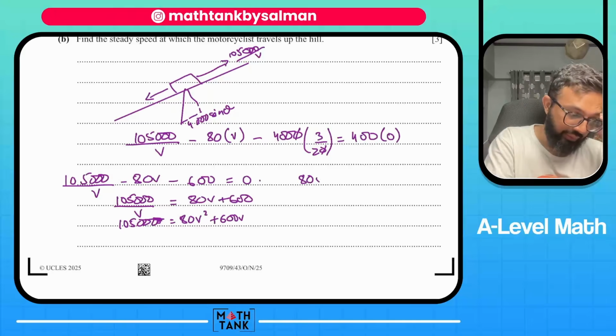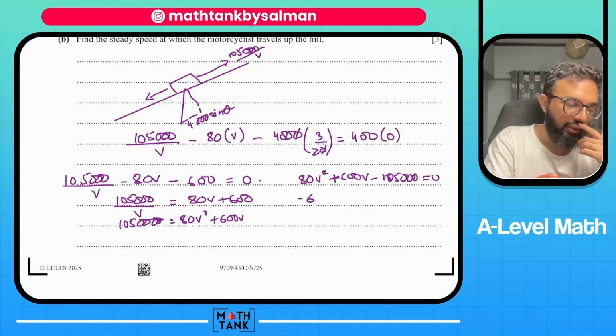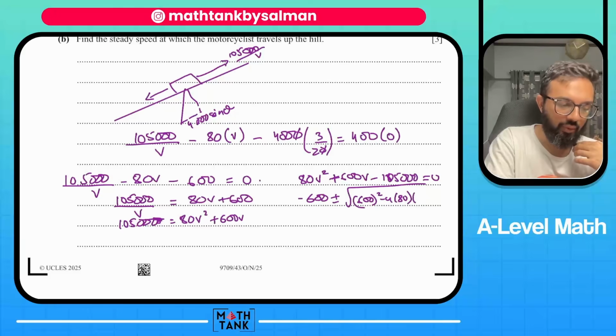So 80V square plus 600V minus 105,000 equals to 0. So minus B plus minus B square minus 4AC over 2A.